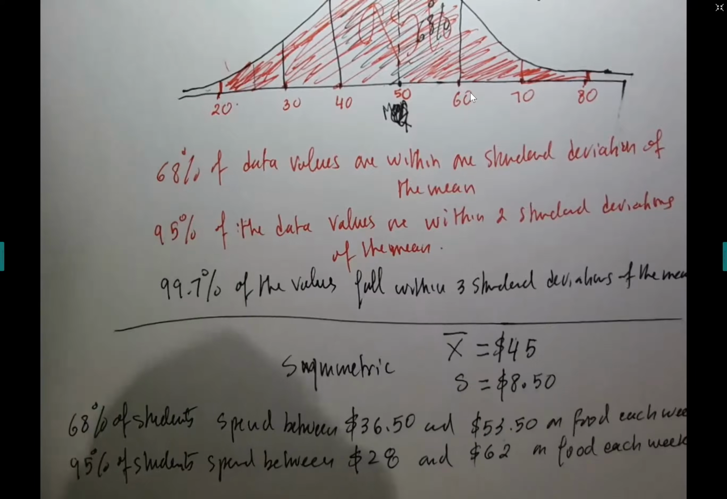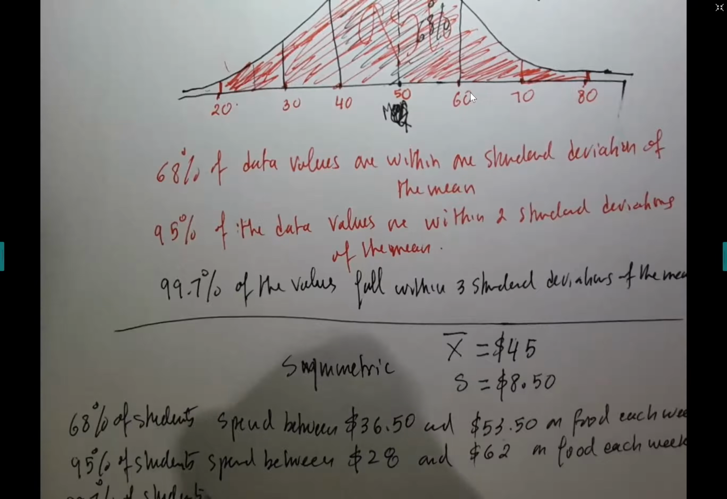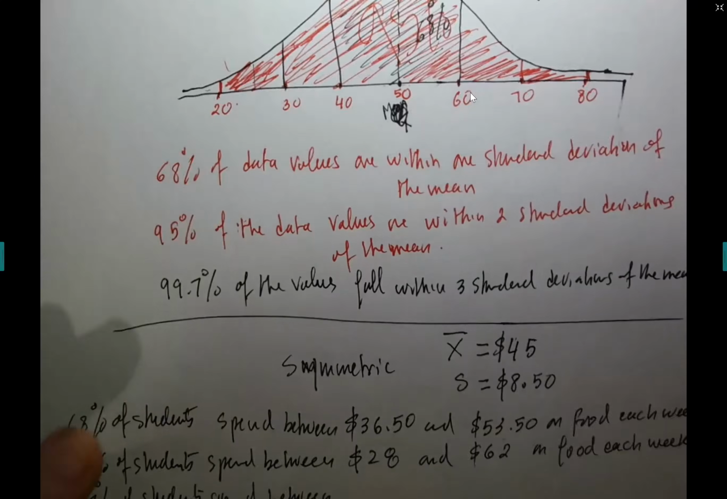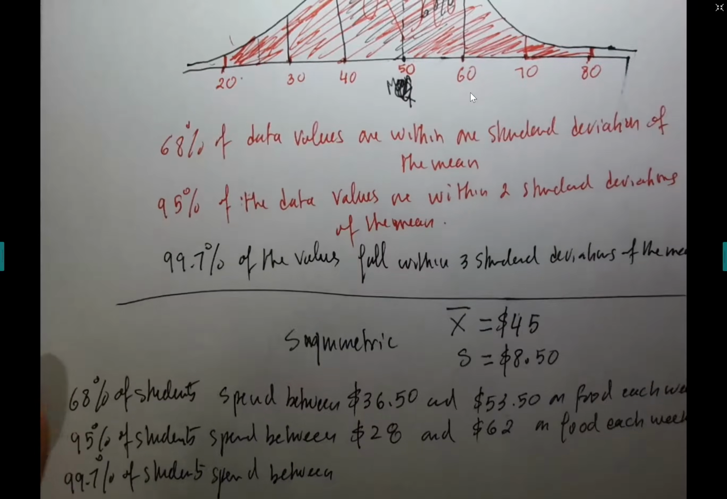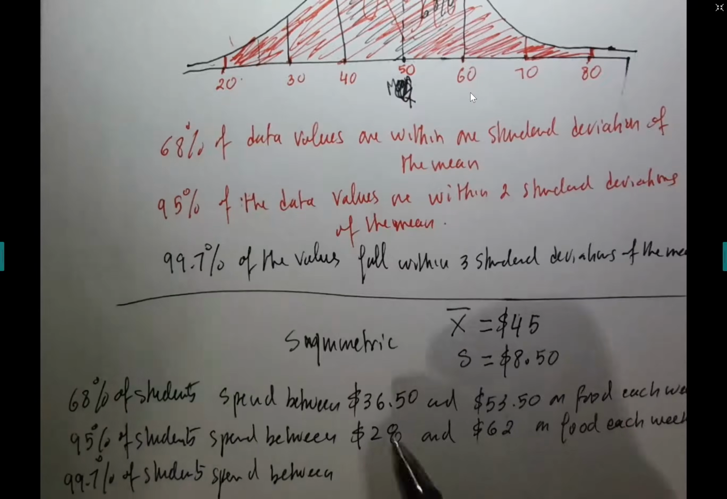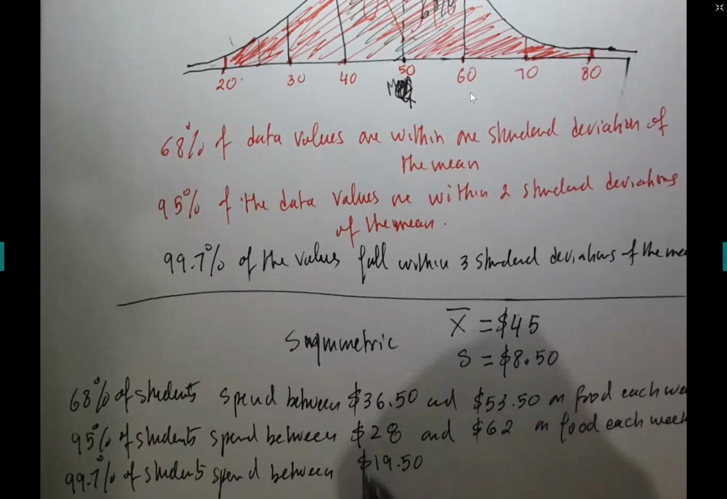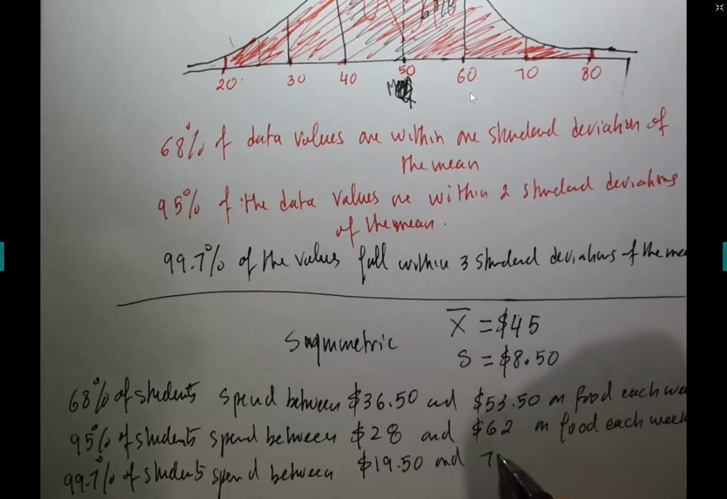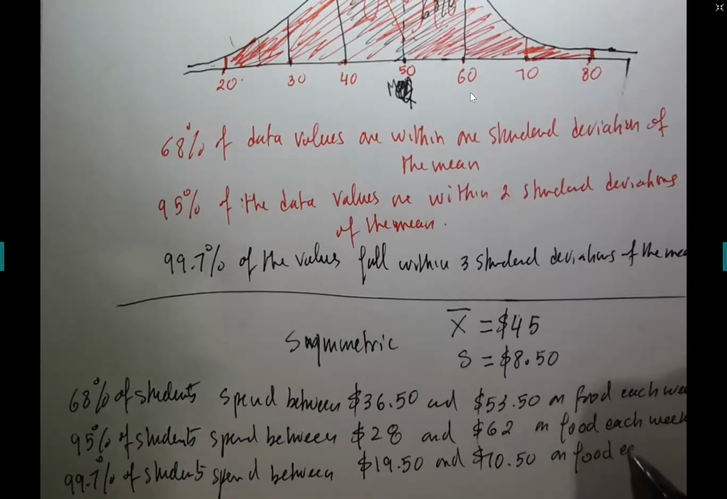Let's do the last one. 99.7% of the students, capturing almost all of them, spend between... for the 28, we need to subtract another standard deviation, and for the 62, we have to add another standard deviation. So 28 minus 8.5 is 19.5. You see how the gap widens when we go 3 standard deviations, because we get a bigger portion of the curve. And 70.50 on food each week.